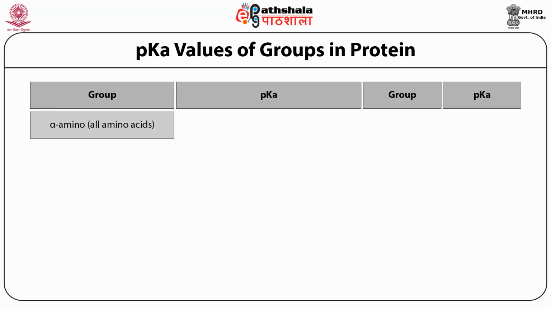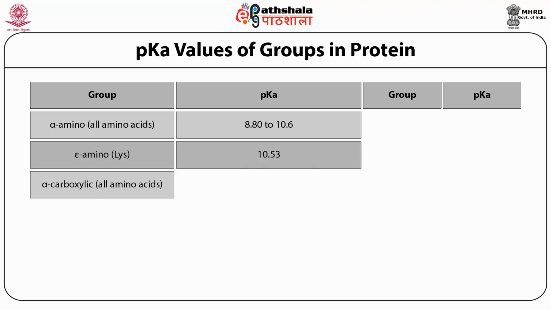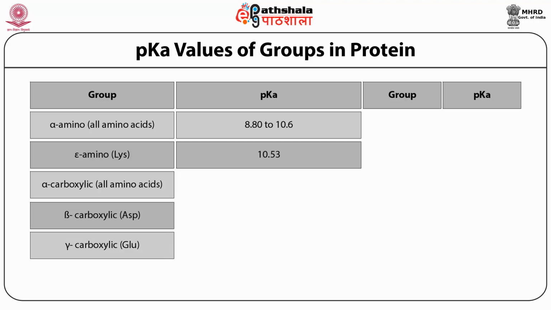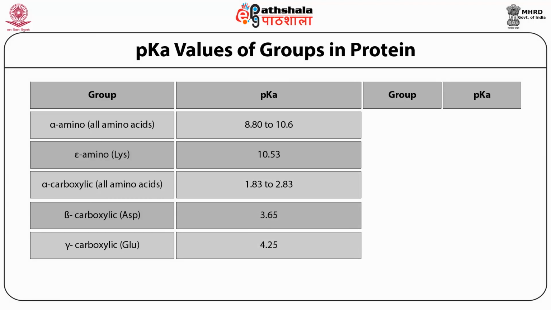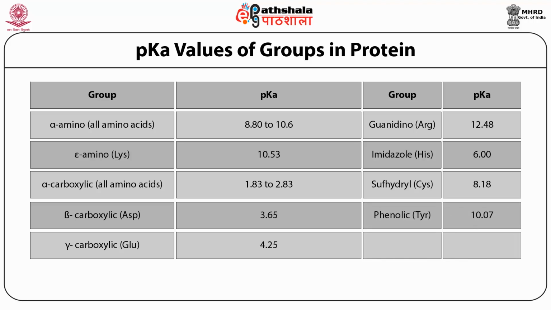For the alpha amino group, which is present in all amino acids, pK values vary from 8.8 to 10.6. Epsilon amino group, 10.53. Carboxylic groups like the alpha carboxylic group, beta carboxylic group, and gamma carboxylic group have pK values less than 4.25 but variable. The guanidino group of arginine has a very high pK value, that is 12.48. The imidazole group of histidine has a pK value of 6. Sulfhydryl group, 8.18, and the phenolic group in tyrosine is 10.07.